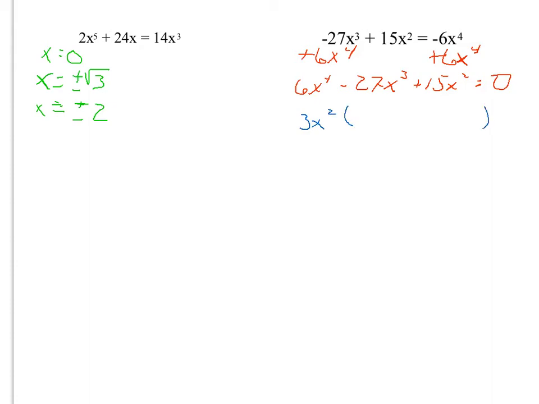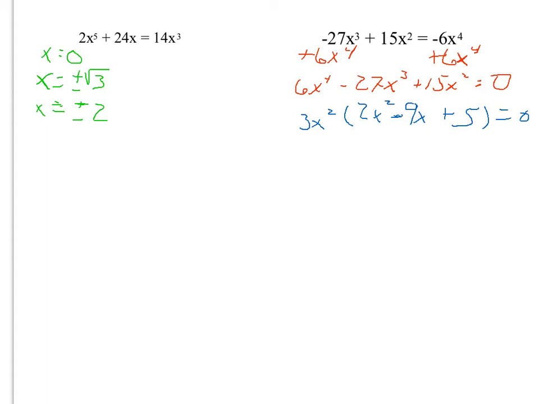Now, what's left is 2x to the 2nd minus 9x plus 5. Now, if you wanted to, you could go ahead and try and factor this one, but this one does not factor. So a different way for us to go ahead and find zeros would be the quadratic formula.